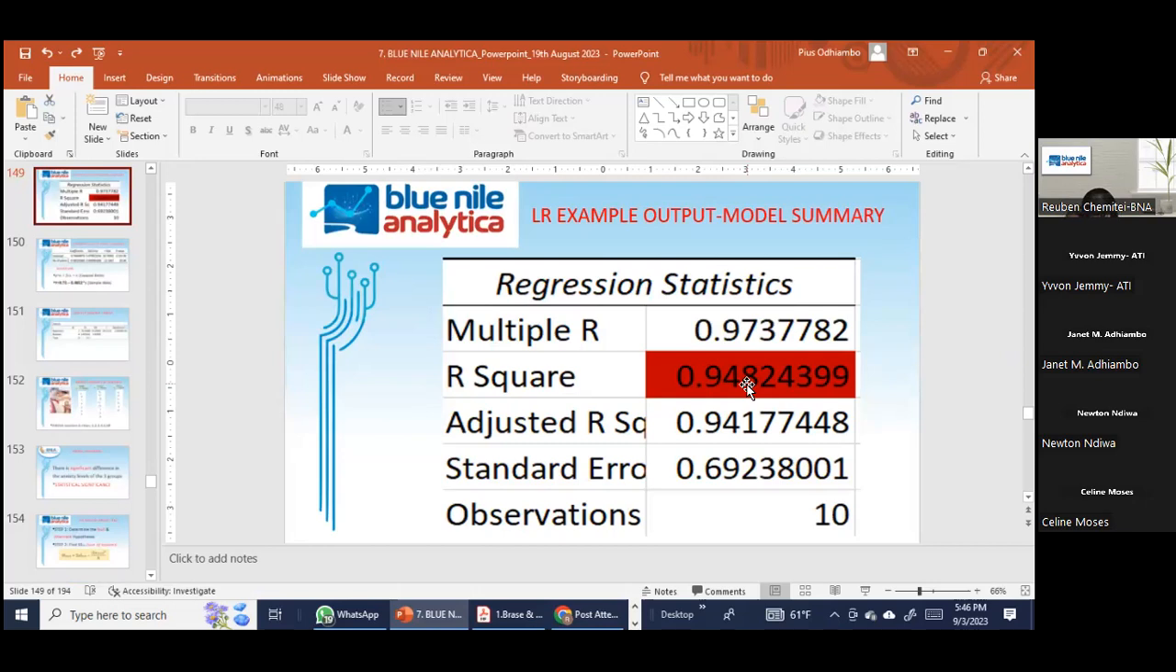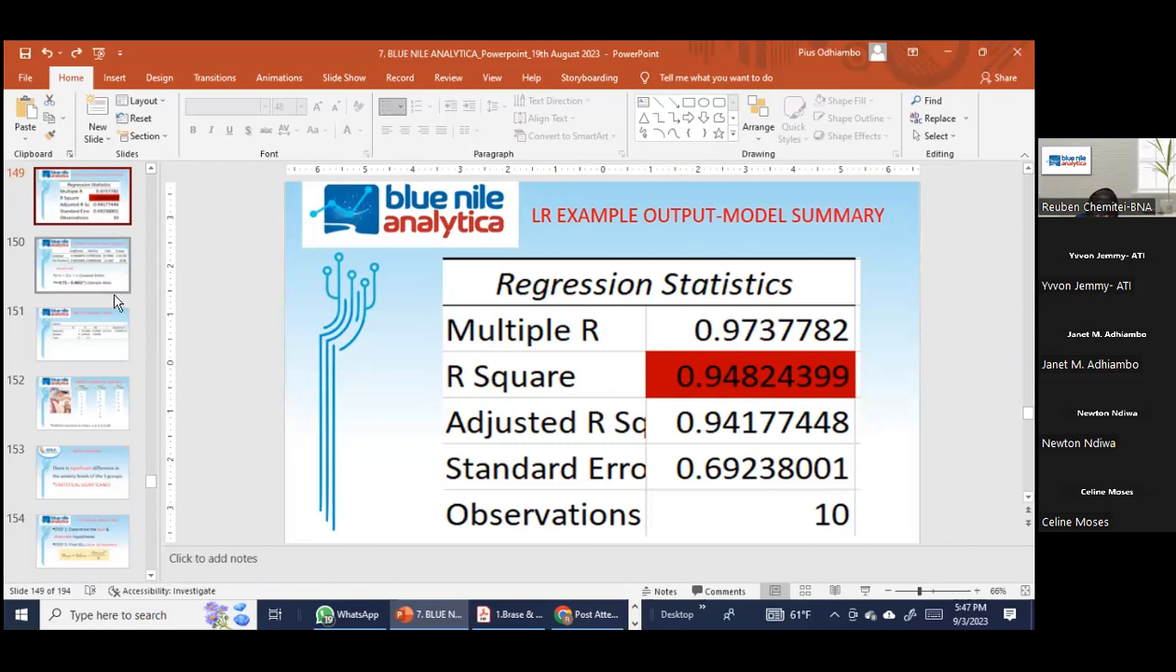So you remember the example that we had about the number of policemen and the muggings. It means that when you deploy more police officers, then the variation in the muggings will be at a rate of 94.8%. And that's what we had.